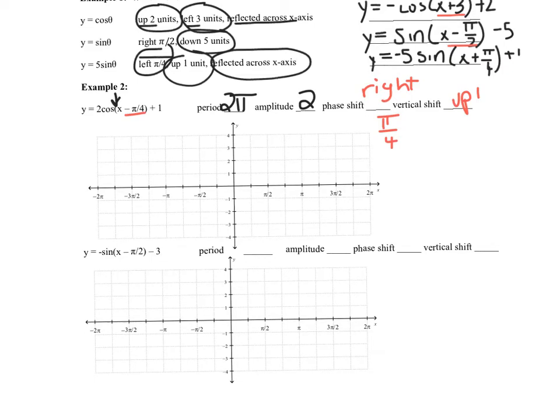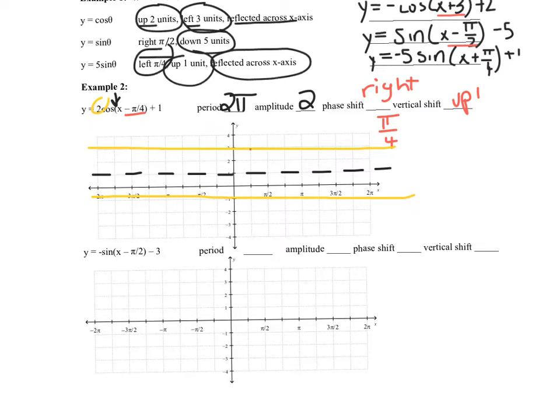So you need to start by going up 1. Start your function by thinking about, instead of starting on the x-axis and using my amplitude, I'm going to start up. So start up, and I'm going to do this with a dashed line. Now from the dashed line, I'm going to apply my amplitude of 2. So I'm going to go up 2 units, and I'm going to go down 2 units from my new horizontal line.